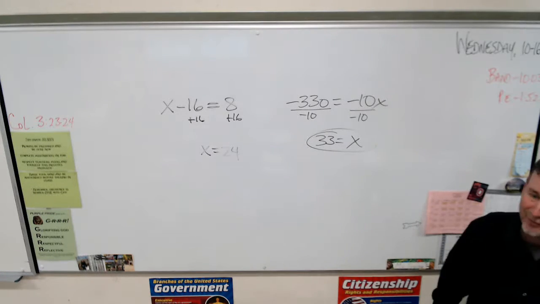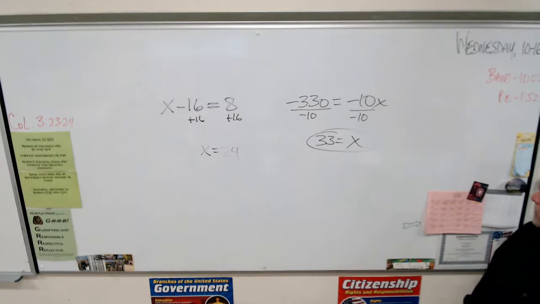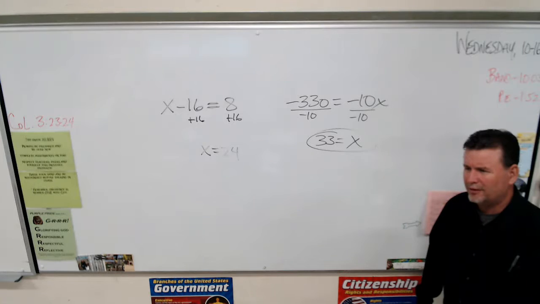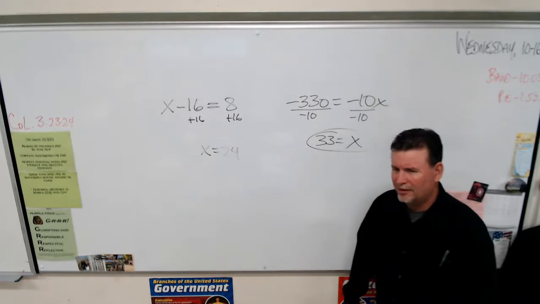Okay, go ahead. Why does it have to be on the x side that you use? Why can't you divide it by negative 330? Hold on a second. Hold on.